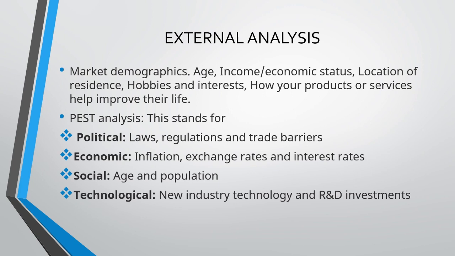P stands for political, and under the political we have the laws, the regulations, and the trade barriers. E stands for economic. Under economic we have the inflation rate, exchange rates, and interest rates. S stands for social, such as the age and the population. T stands for technological, such as new industry technology, and R&D, research and development investments.